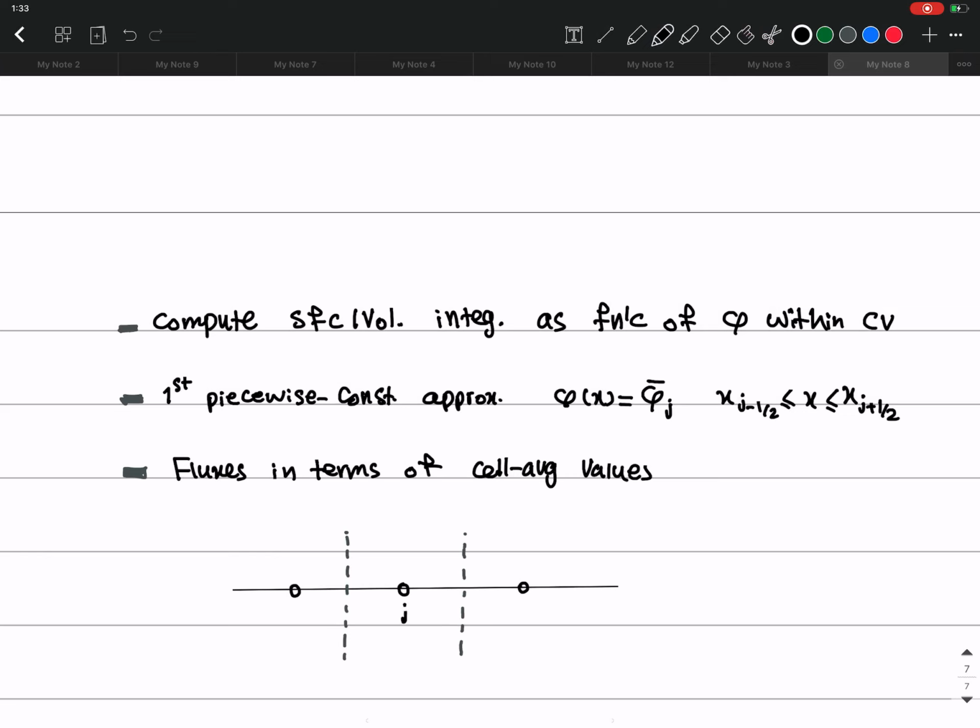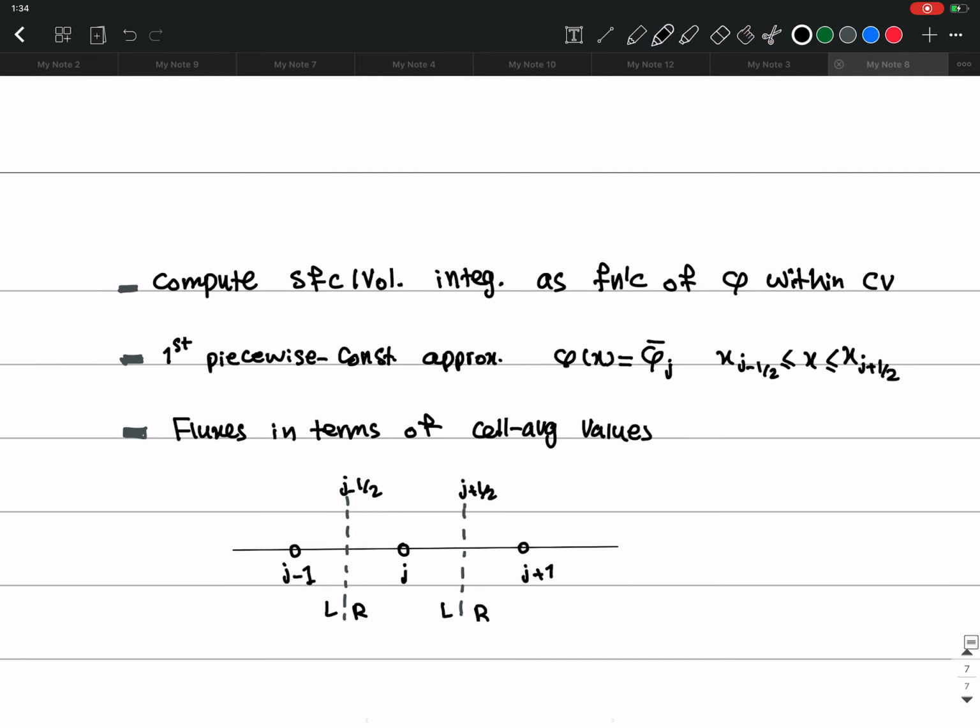So this is j, this is point j plus 1, this is j minus 1, this is j plus 1/2, this is j minus 1/2. This is the right side, this is the left side, right side, and left side. So the problem here is, for fluxes, you can evaluate them based on the flux on the right hand side of this cell or the left hand side of this cell. Okay, and let me show what I mean by that.